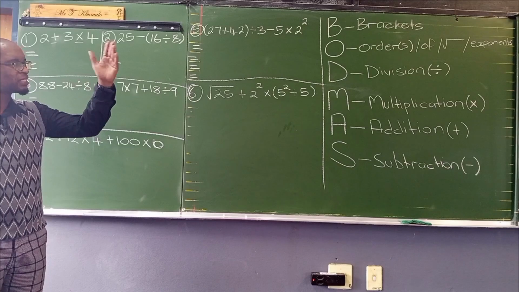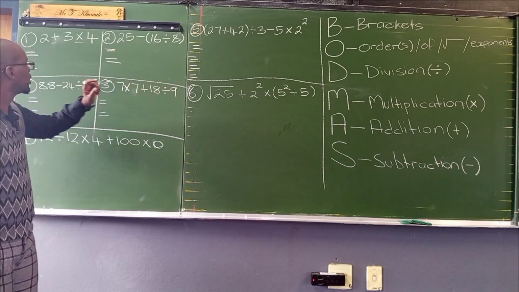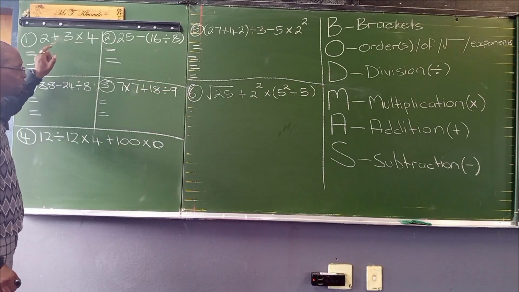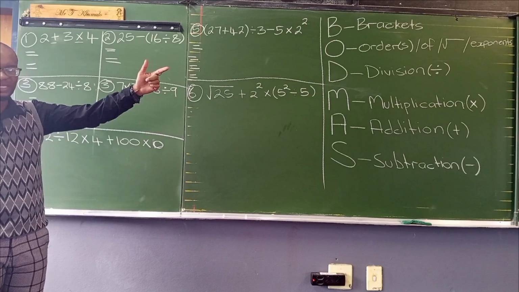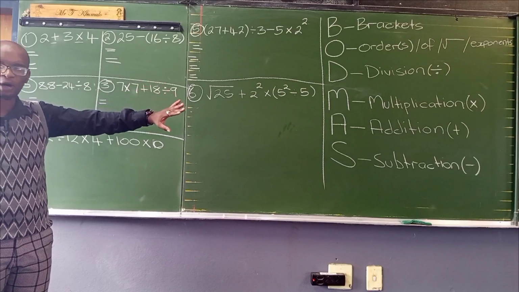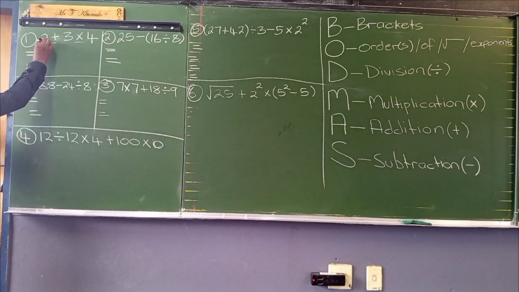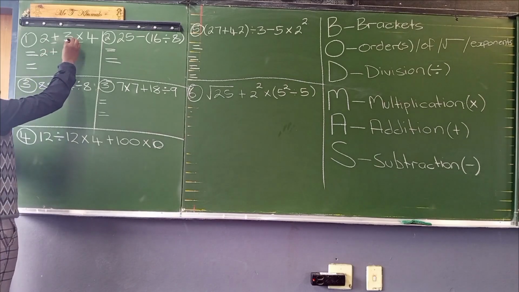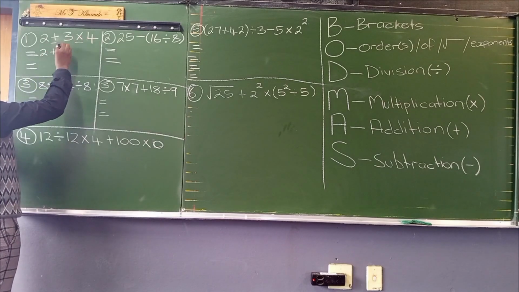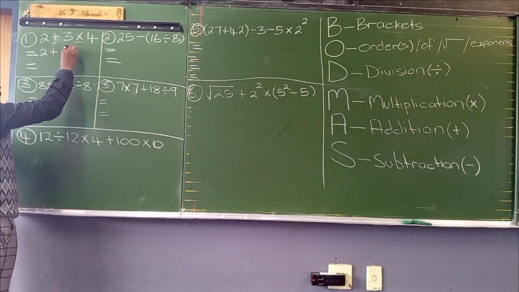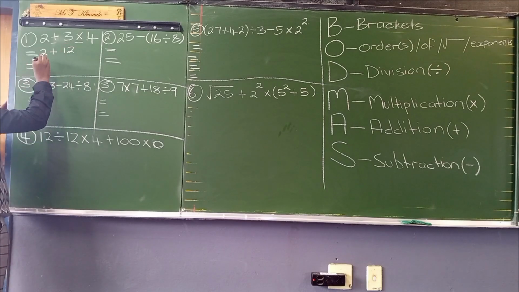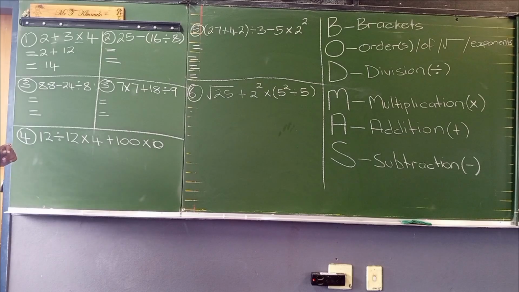Step number two, check what Bodmas says. Do I multiply first or do I add first? According to Bodmas, I need to multiply before I add. So I drop the 2, I drop my addition sign, and then I start with multiplication. 3 multiplied by 4 gives me 12, and now I can go and add. 2 plus 12 gives you 14.